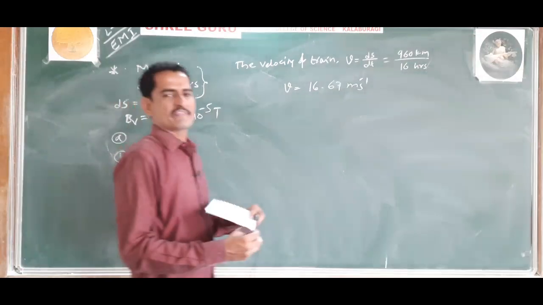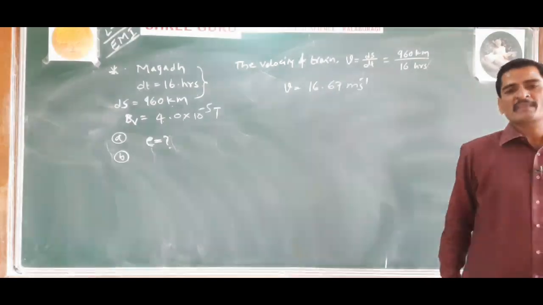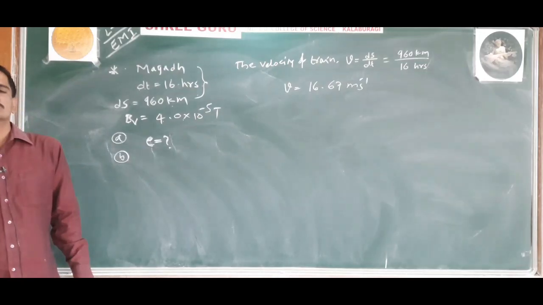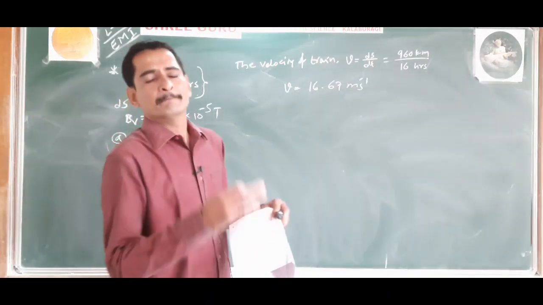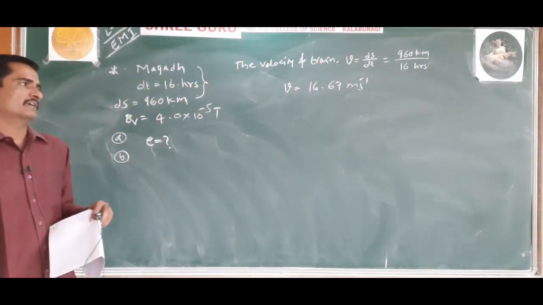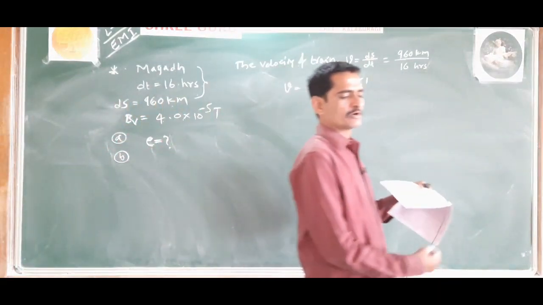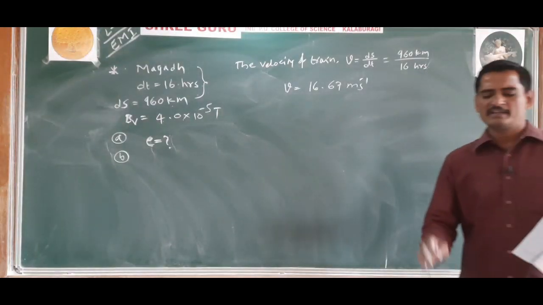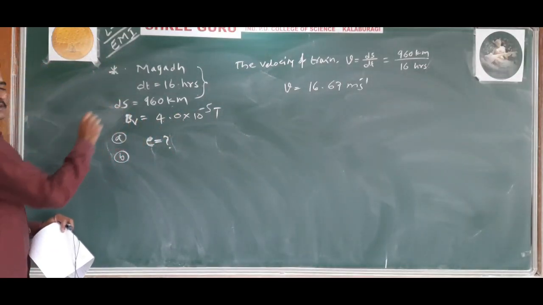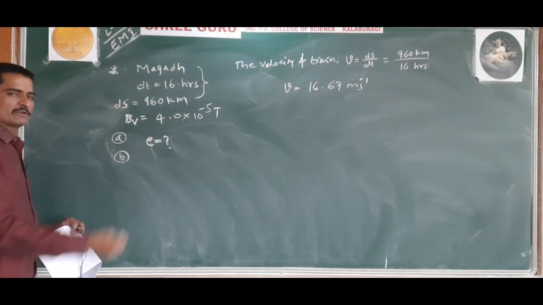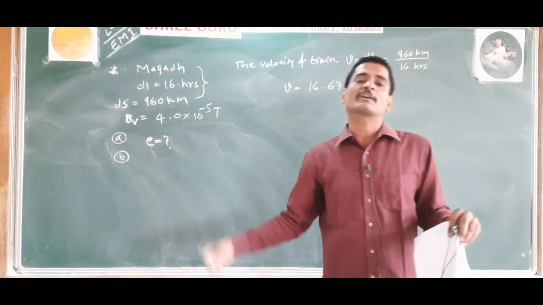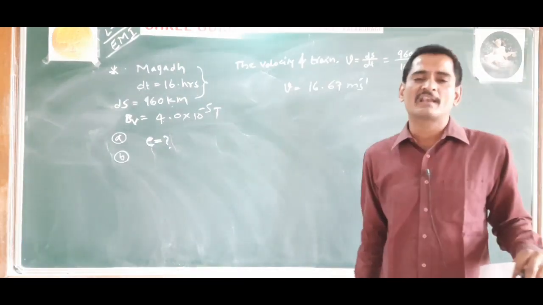The train moves in the magnetic field of the earth, and the magnetic field which is perpendicular to the plane of motion of the train is the vertical component of the magnetic field. So we have to take the vertical component of the magnetic field only, and he has given that. If he has given the total magnetic field, then we have to find the vertical component by using angle of dip.